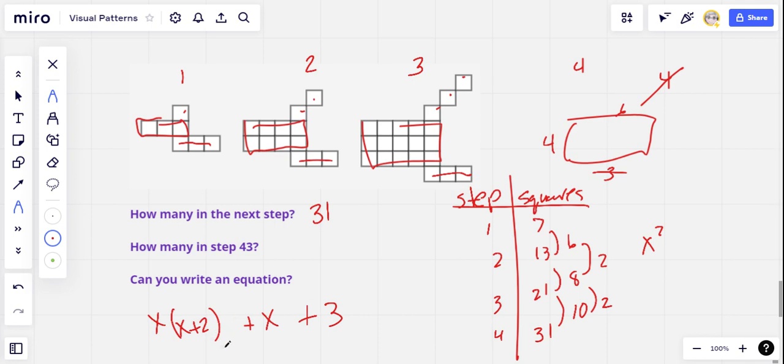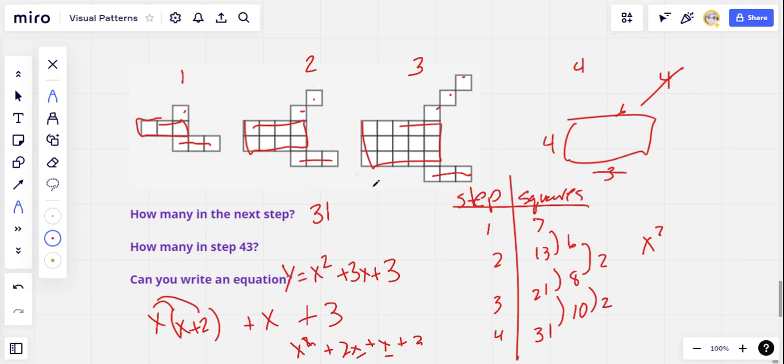So that's a little complicated. I bet if we multiply things out and combine the like terms, it might look a little less complicated. I'm going to distribute this x here. So x times x is x squared, and 2x, plus 2x plus another x plus 3. If we combine these, we get 3x. So this is x squared plus 3x plus 3. So that, I think, is our equation.